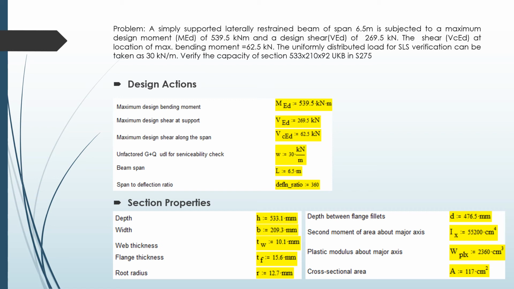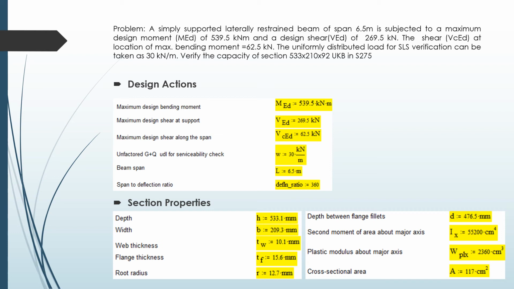So this is basically a capacity verification problem. You are given the section designation as well as the material grade and all the design actions. So first you have to list out all the design action values. Maximum design bending moment MED, that's equal to 539.5 kN meter. Then the VED, which is the maximum design shear at support, equal to 269.5 kN. And the maximum design shear measured at location of maximum bending moment, VCED, equal to 62.5 kN.